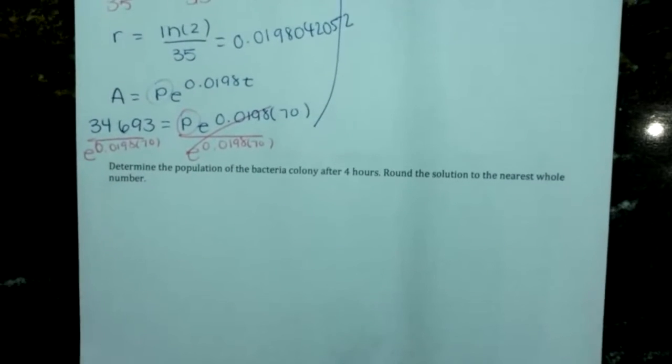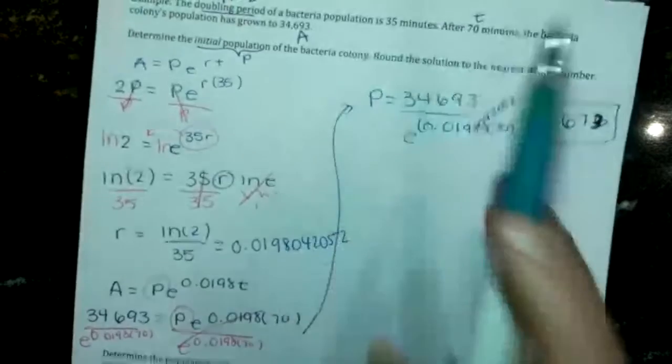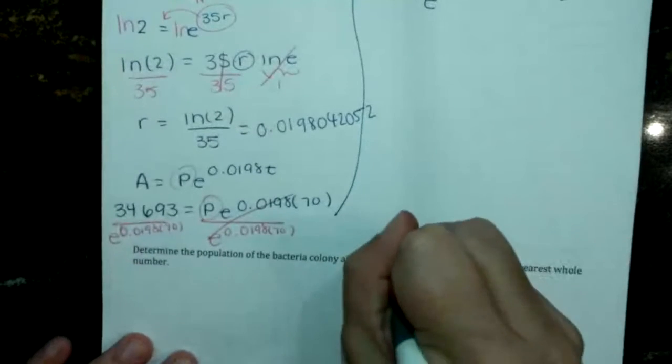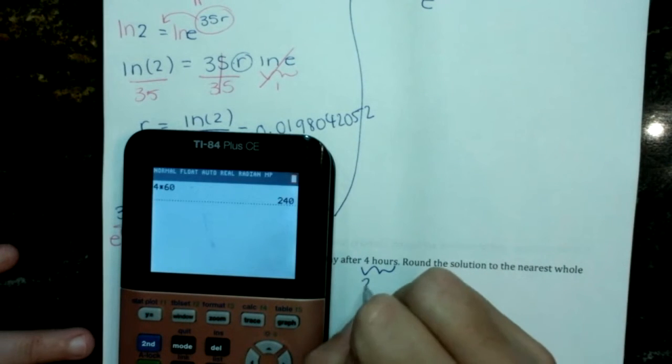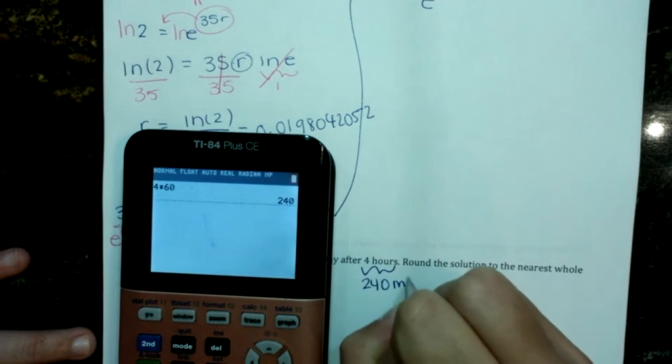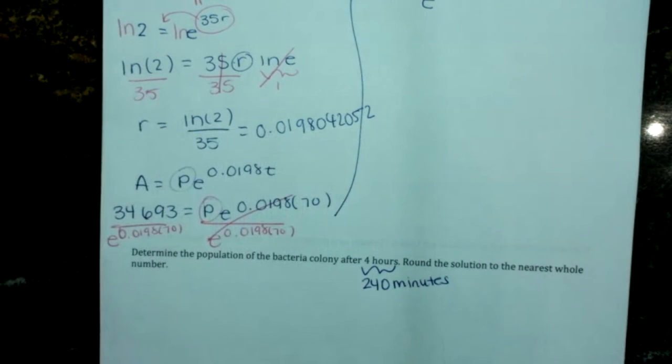Now, last problem for this part: determine the population of the bacteria colony after 4 hours, rounded to the nearest whole number. Notice up here it was in minutes, so we need to turn this 4 hours into minutes. If there are 60 minutes in an hour, 4 hours gives us 240 minutes. That'll be our time that we can plug in.